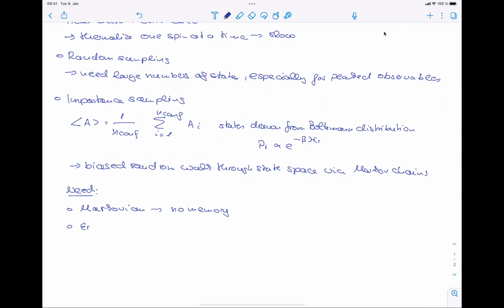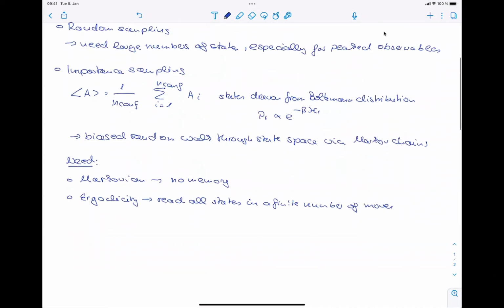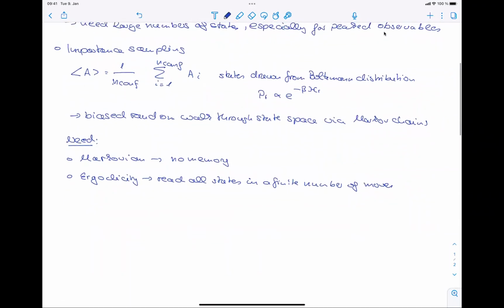Then the concept of ergodicity, which says that I can reach all states in a finite number of moves between states. And this puts particular constraint on the choice of how I move in the state space, so to avoid circles and really allow us to reach those states.